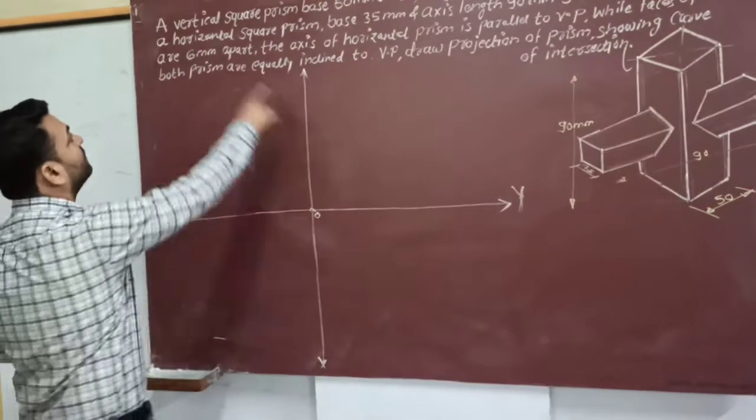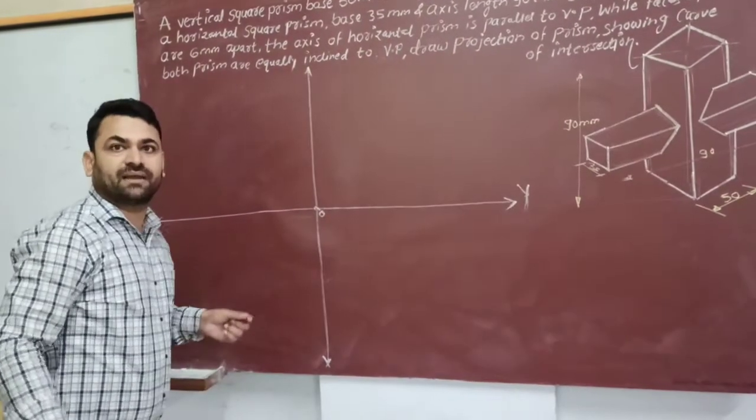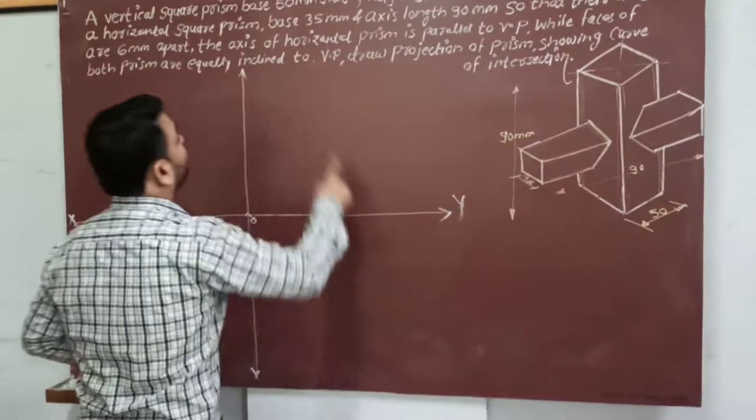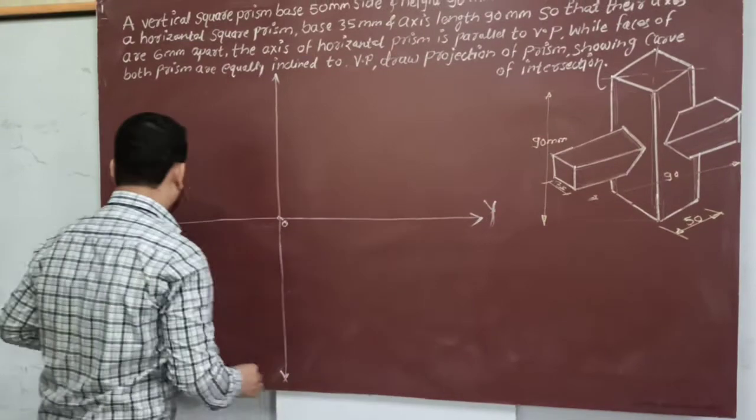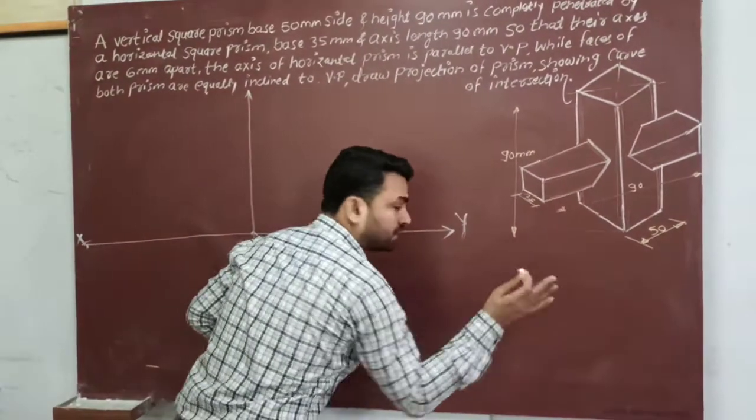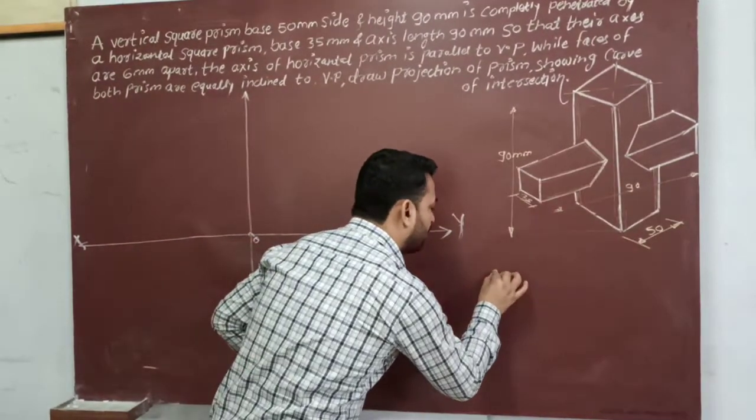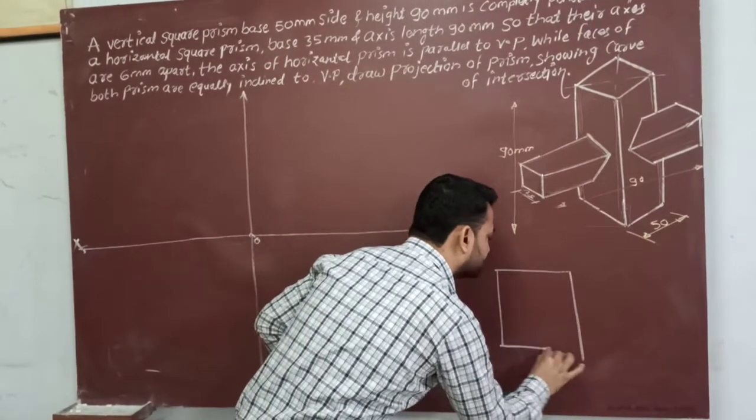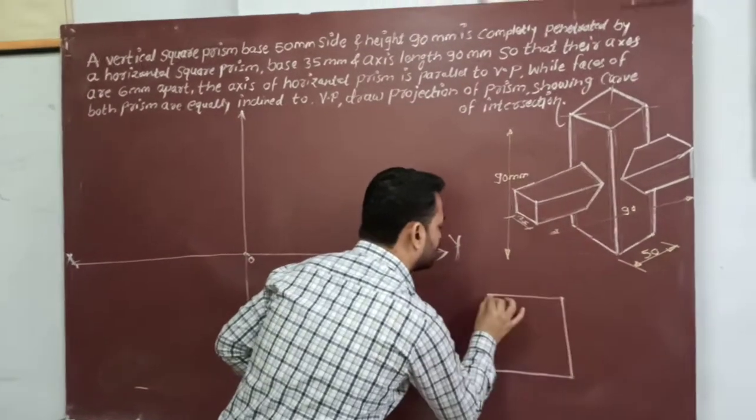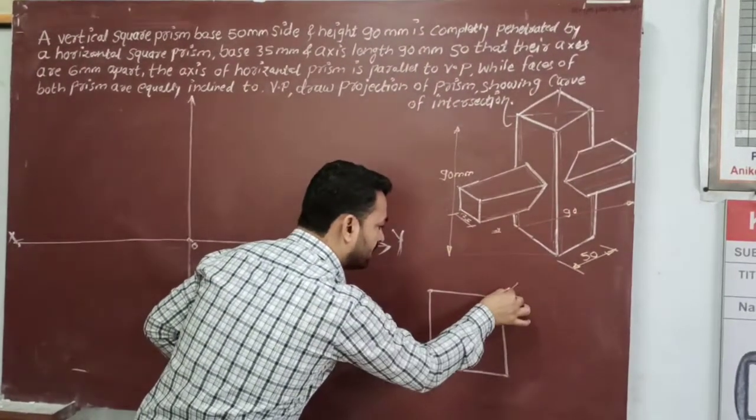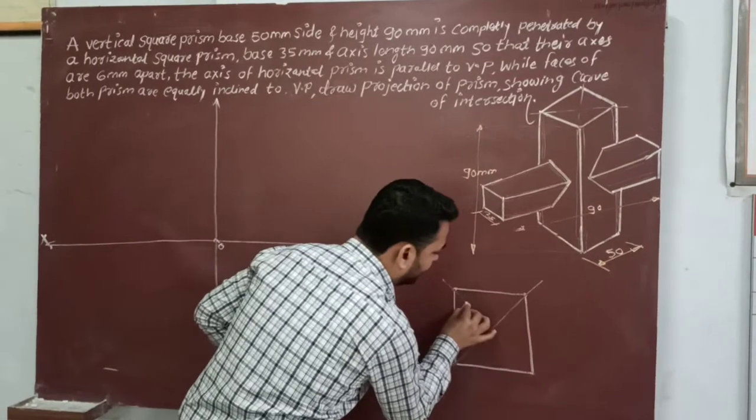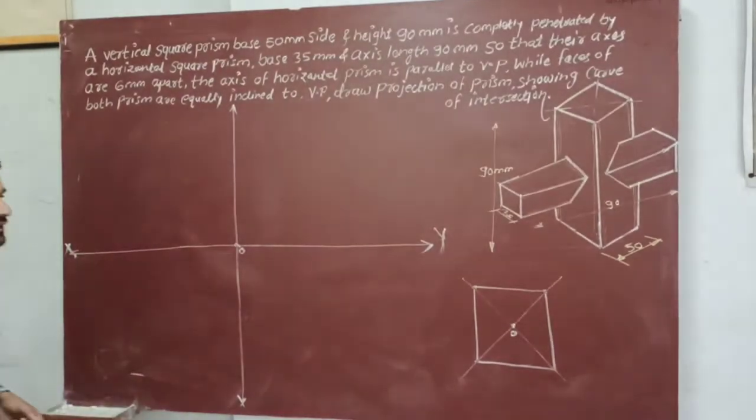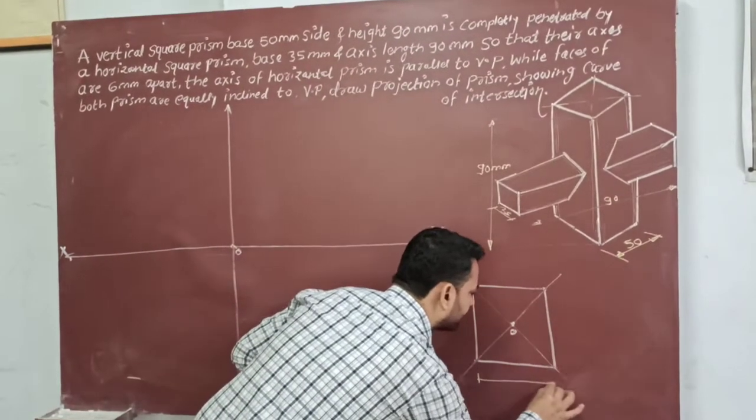The vertical square prism is kept on HP with all edges equally inclined to VP and the side is 50 mm. Here, for construction purposes, I am going to draw a 50 mm side square. By joining the diagonals, I get one intersection point, that is O. This distance is equal to 50.